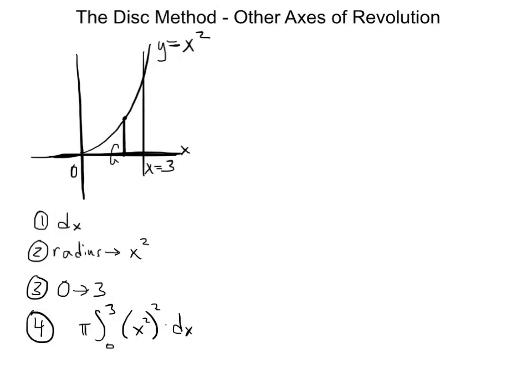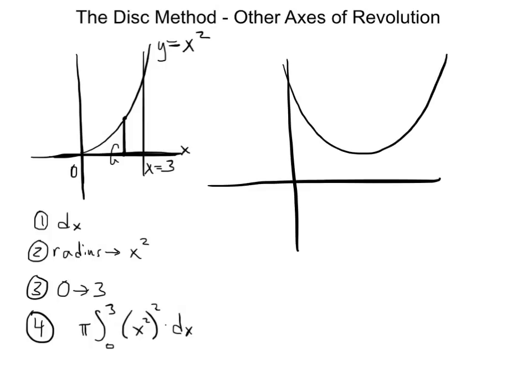Today's lesson is about what happens when we take one of these regions, and we're still using the disk method, but we're revolving around some other axis. I'm just going to give a brief taste of that now, and then we'll get into the three examples that I have. Suppose, for instance, that you had a region that was something like this.